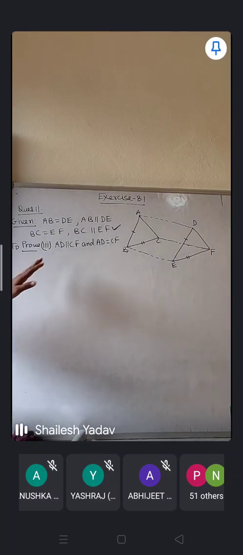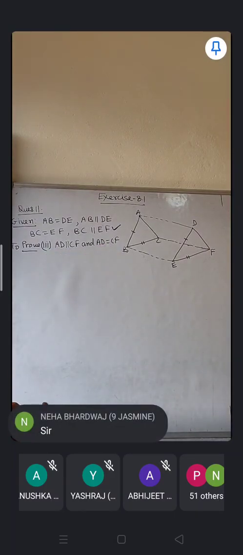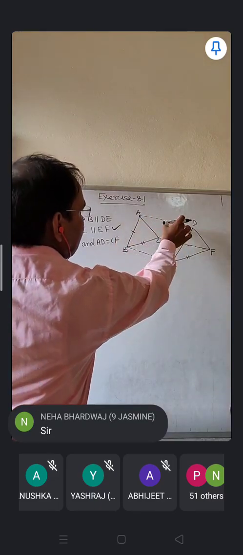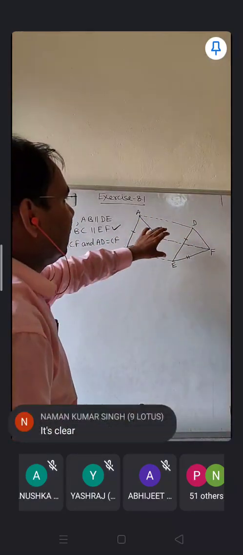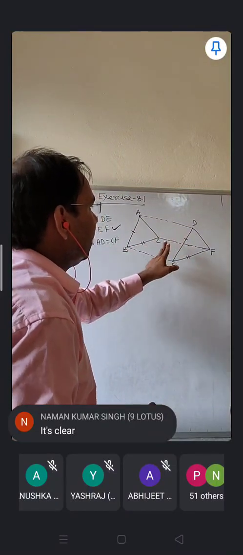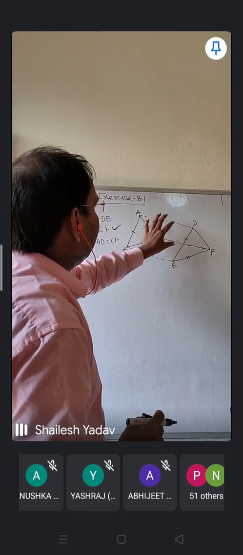So you need to prove that AD and CF are parallel as well as equal. Whatever AD and CF are used in the question is given in the diagram. Here it is AD and here it is CF. You need to prove that these two are equal and parallel. So I am going to give the proof of this.